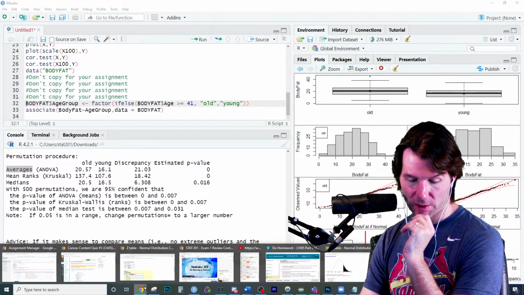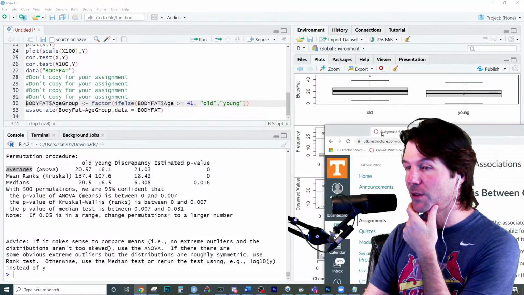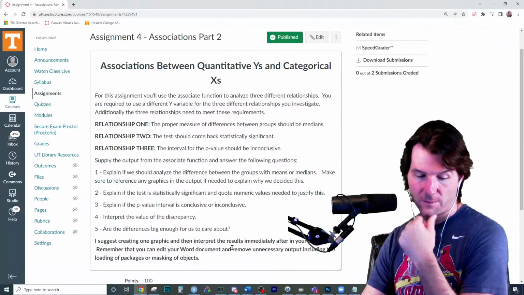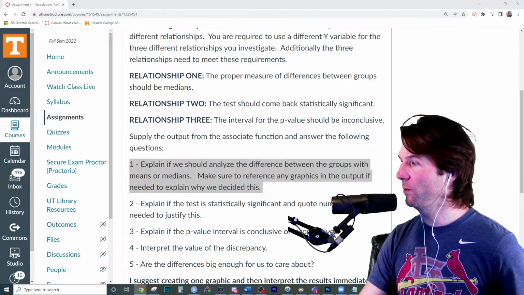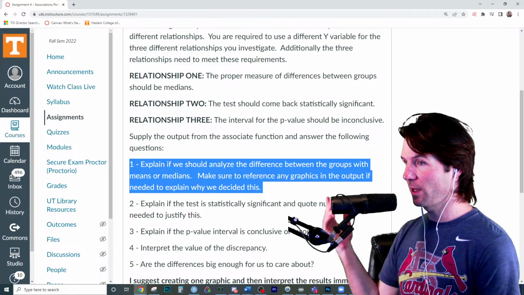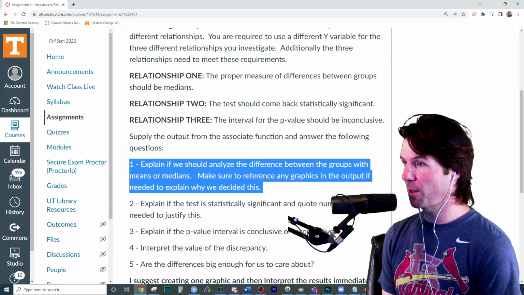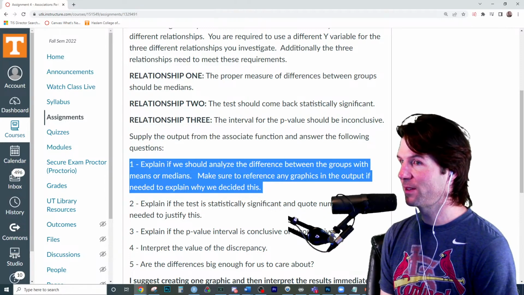What two metrics? I'm trying to find the assignment while we do this. What are the two metrics you might be comparing? So look at question one, and then we need to think about how it applies.